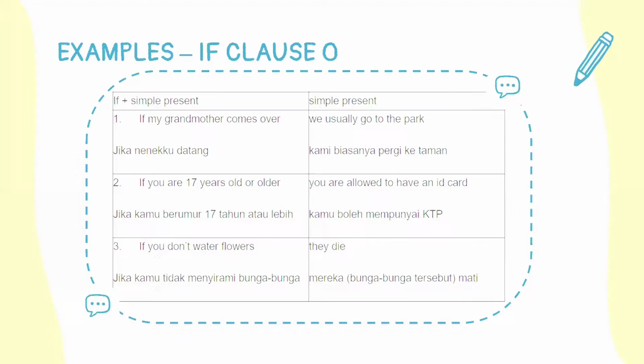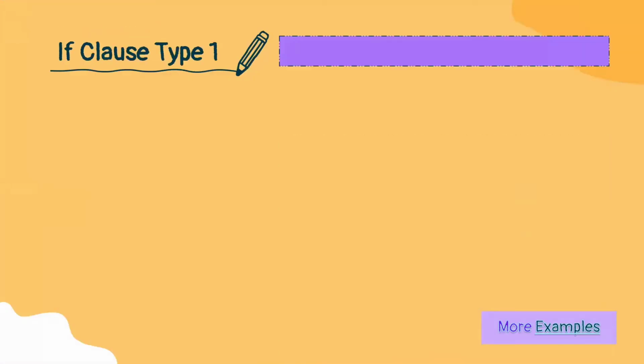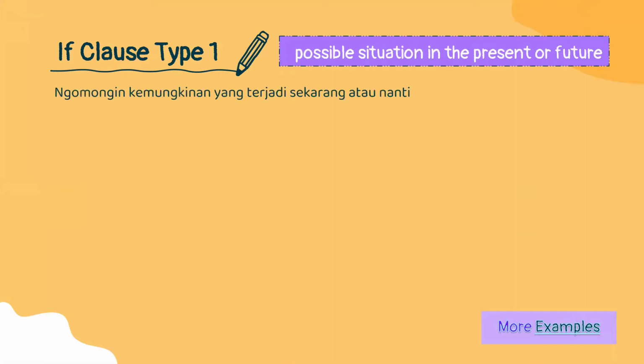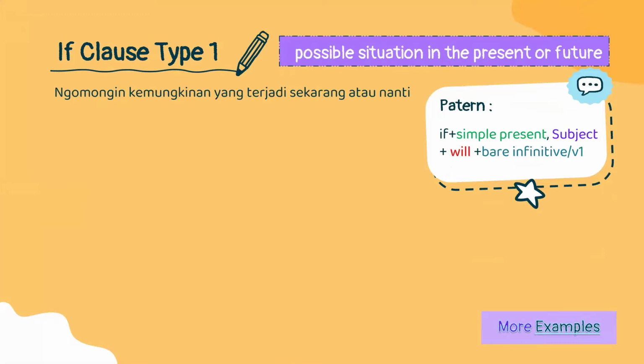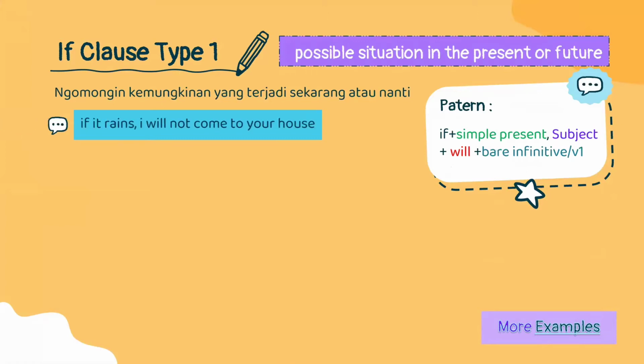Okay, next, if clause type 1, possible situation in the present or future. Ngomongin kemungkinan yang terjadi sekarang atau nanti. With pattern, if plus simple present, subject plus will plus bare infinitive verb 1. Okay, example. If it rains, I will not come to your house.